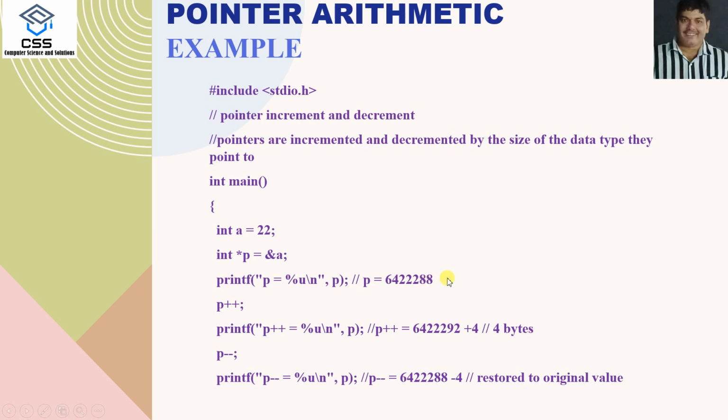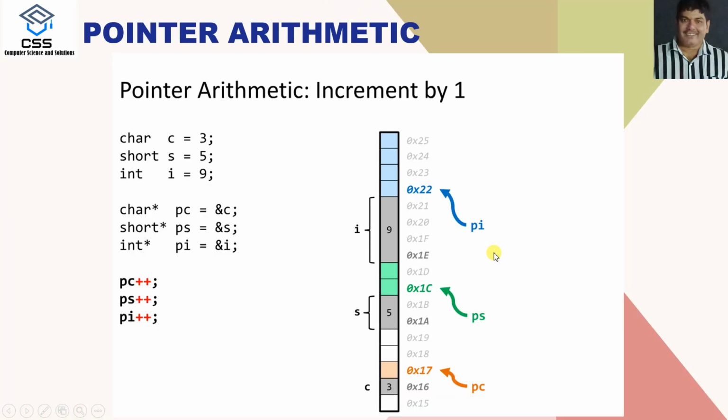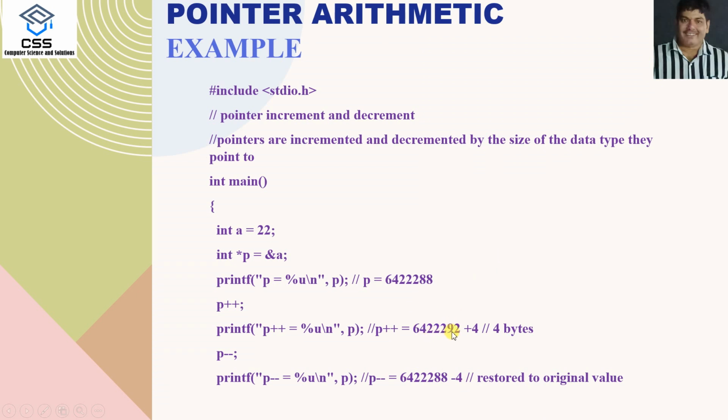If this is the address, 4 bytes are increased, and accordingly the address will be 64222, that is a 4 byte increment. It becomes 92, and it is displayed. It is 4 bytes incremented, and it becomes 992. If again it is decreased, p minus minus, what will happen? It is 4 bytes decremented, and again it comes to 288. Means addition of a pointer in the form of address will increase as much as the space consumed by the data type. Here the base address was 88, 4 incremented, it becomes 92. If it is decreased, p minus minus, then it will be again 88.